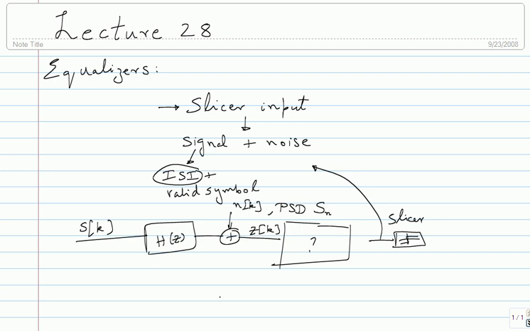Strangely enough, what people have shown is that if you do mean square error, you can reach capacity. Capacity is the best you can do. So now that people have shown that, mean square error becomes a very definite, valid criterion.